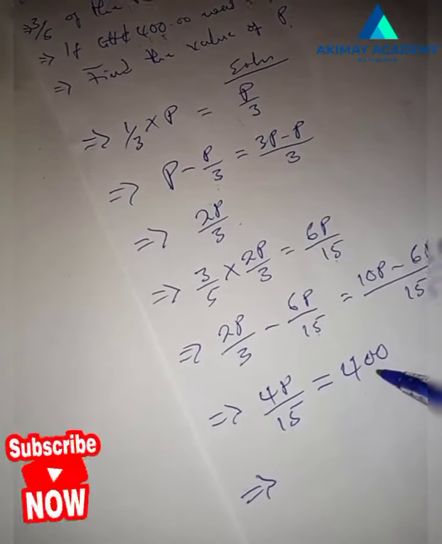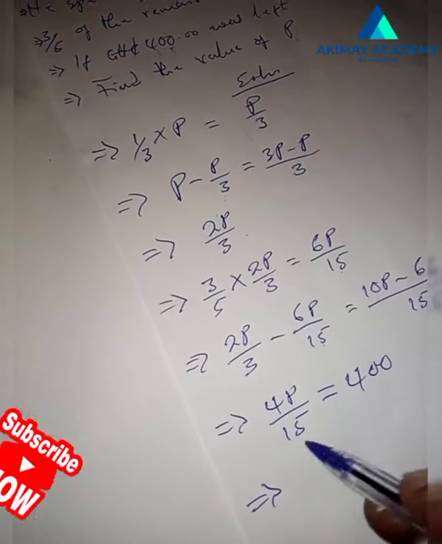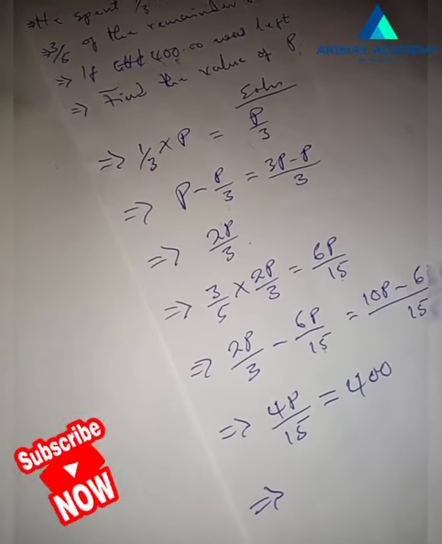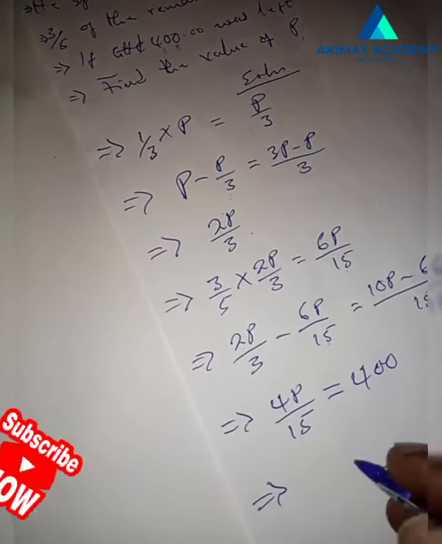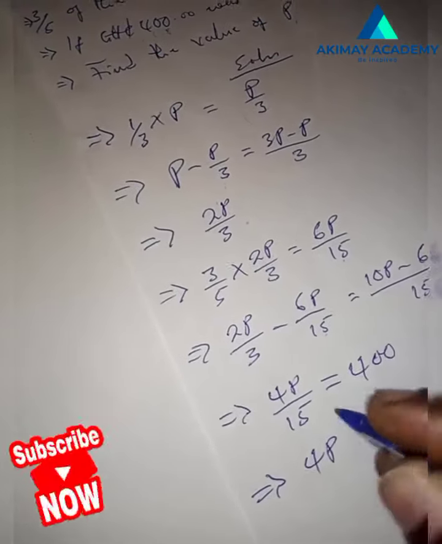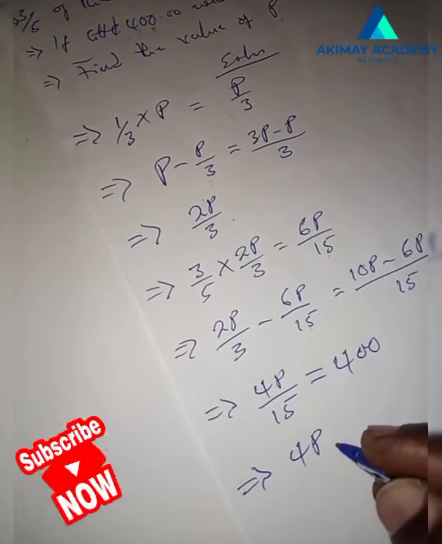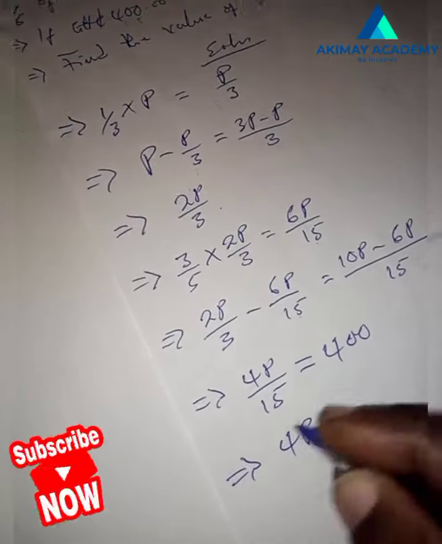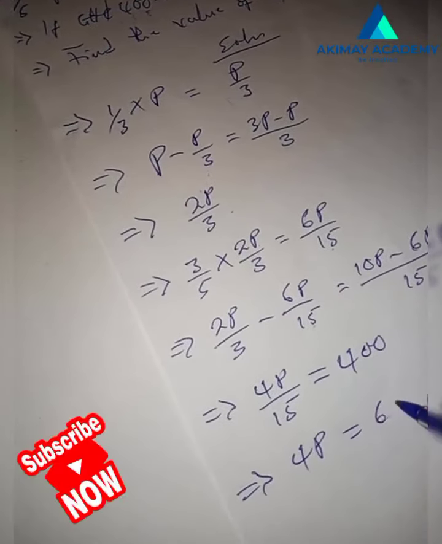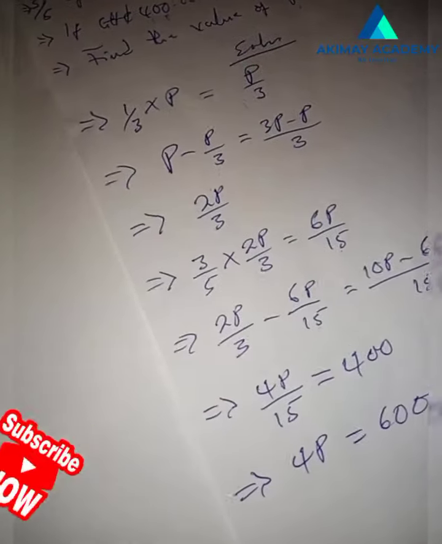So 15 times 400, but just put the zeros aside. 15 times 4 will give us 60. Then you add the 2 zeros to it and then you move on. So we have 4p here, 4p times 1. There's 1 here. So 4p times 1 will give us 4p equals 15 times 400. So 15 times 4 will give us 60. Then you add the 2 zeros, then we have 6,000 here.